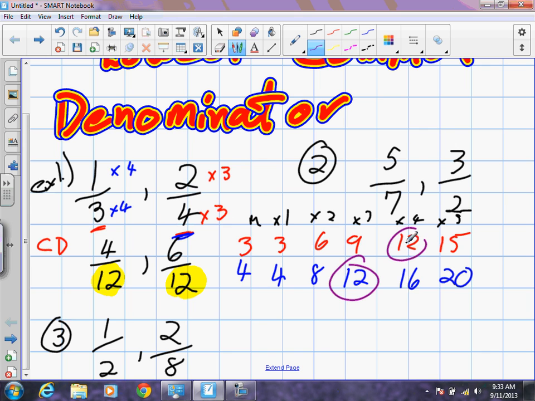Now there are other common values. In fact, we could have gone up to 24. 24 would have been a common value, and we could have used that as a common denominator. But this happens to be the lowest one in this case.